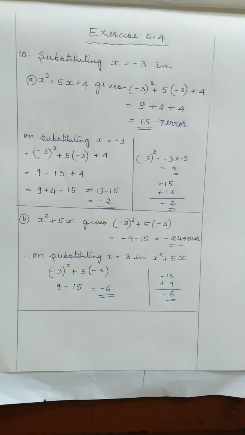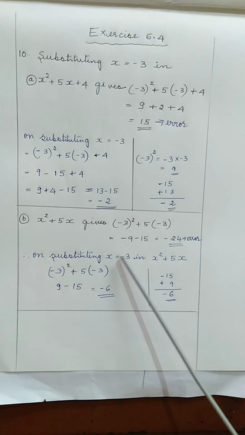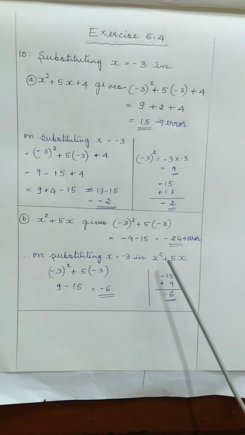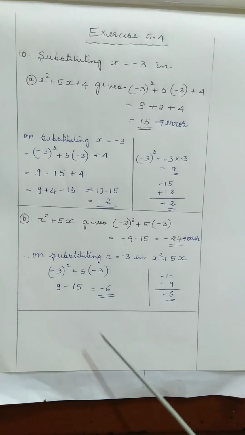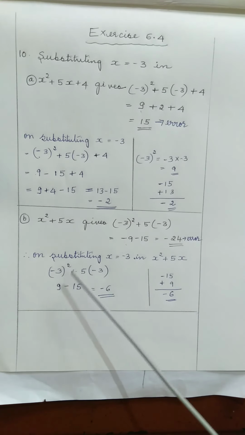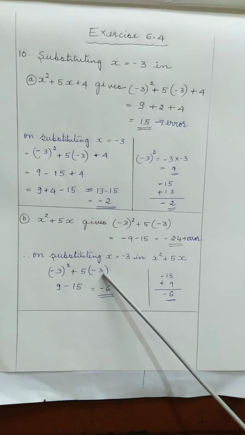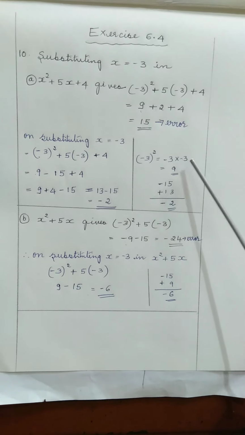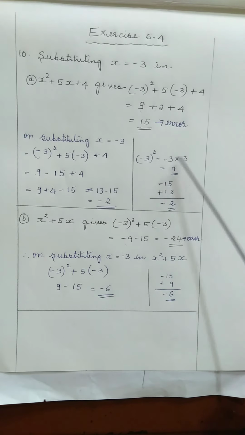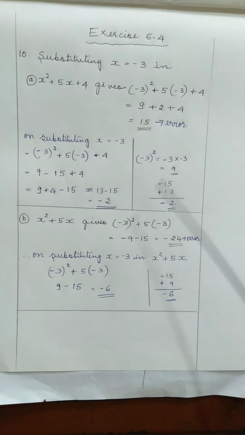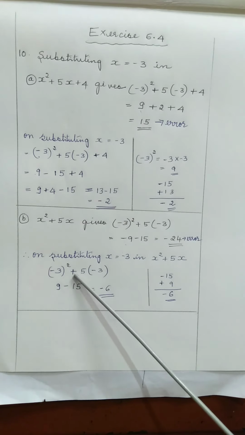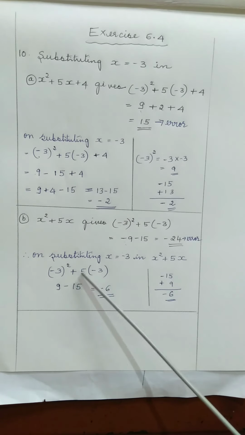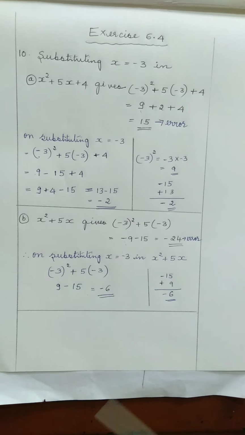So to correct that particular answer, on substituting x equal to minus 3 in x square plus 5x equation, we got minus 3 whole square plus 5 into minus 3. So minus 3 whole square is equal to minus 3 into minus 3. So minus into minus, it is plus. 3 3s are 9. Next, plus into minus, it is minus. 5 3s are 15. So we have minus 15 plus 9.